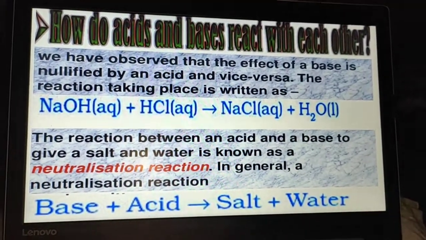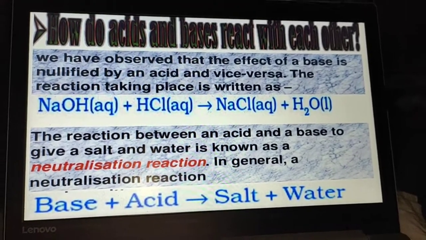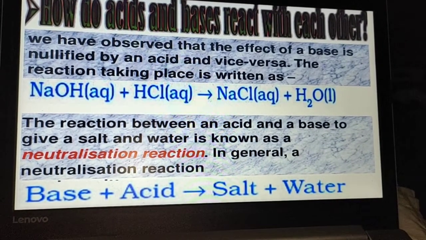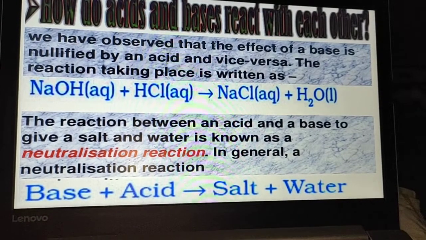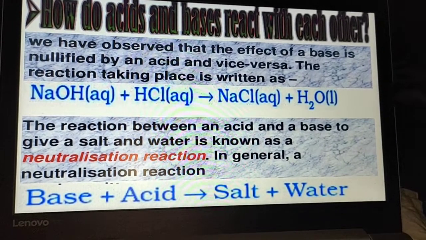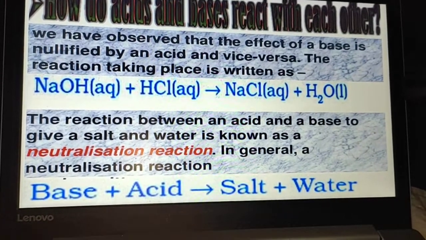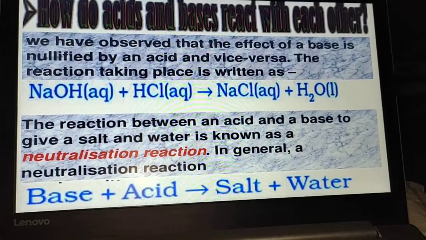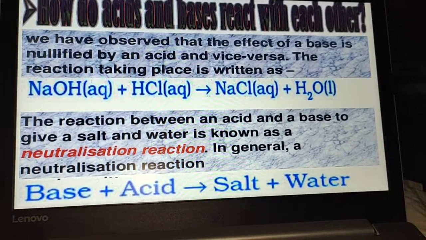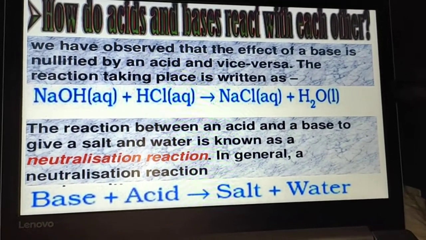Next property, how do acid and base react with each other? Now it is a neutralization reaction कि acid और base आपस में react कैसे करते हैं. We have observed that the effect of a base is nullified by an acid and vice versa. The reaction taking place is written as NaOH, which is aqueous in nature, plus HCl, again aqueous in nature. That means both are in solution form, not in solid or powdered form. NaCl, that is again aqueous in nature, we get the salt plus H2O. So here acid plus base gives you salt plus water, which is the neutralization reaction that you have already done in your 8th or 9th standard.